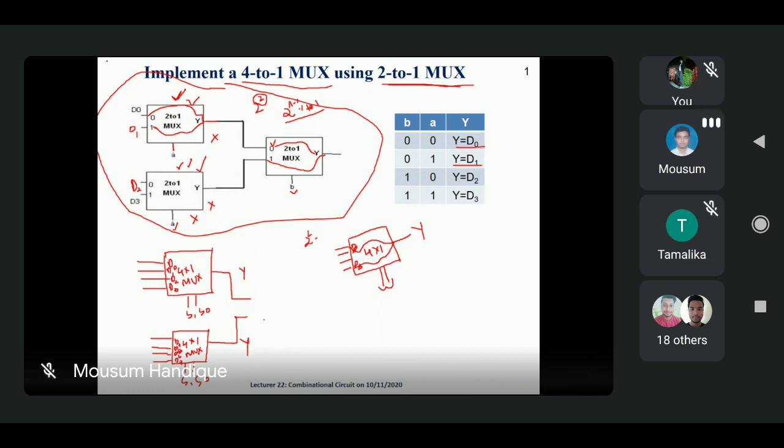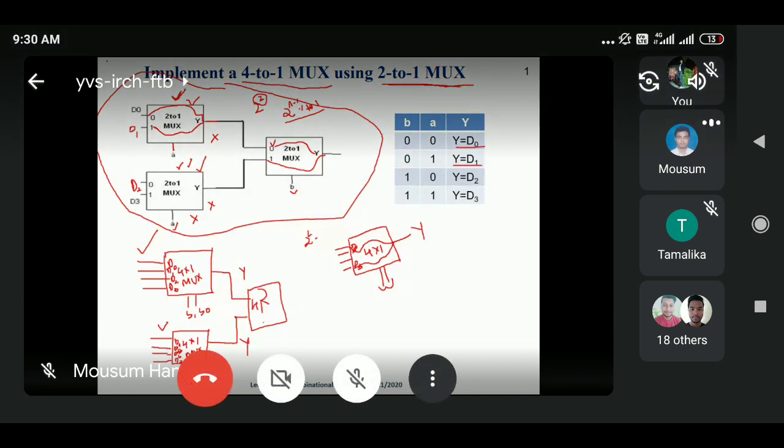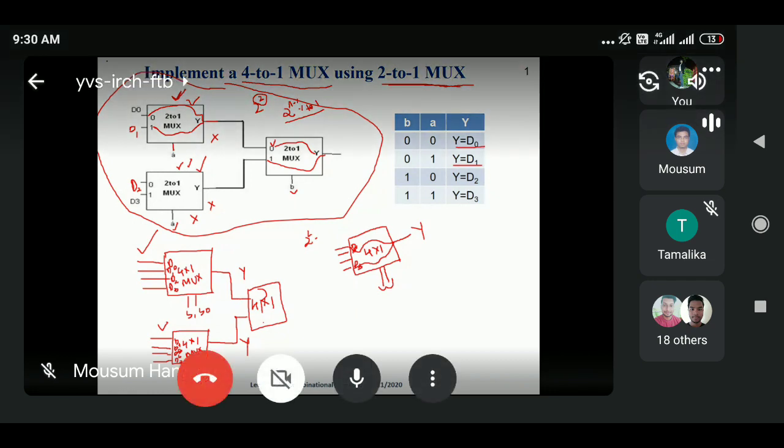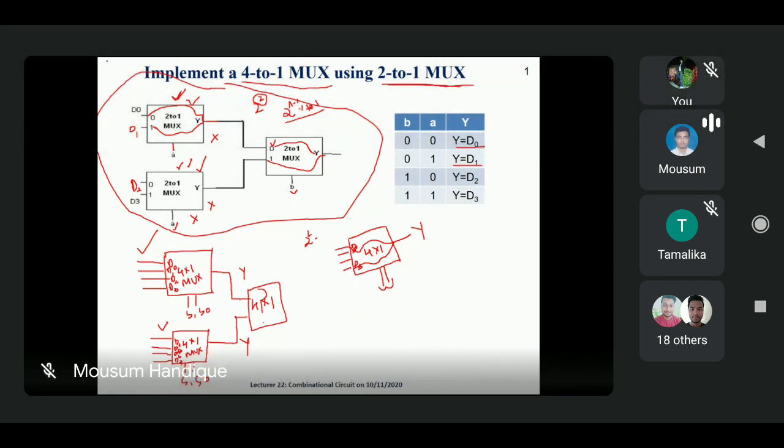Suppose in this particular case, this one is okay. This one is okay. We can satisfy. But what about this one? If we are using only 4 to 1 mux here, is it correct or wrong? Because we are using only 2 data input lines, but when using a 4 to 1 mux, it must be 4. Yes or no?